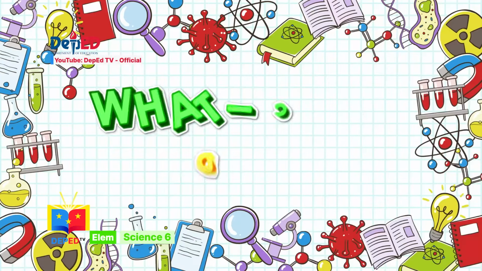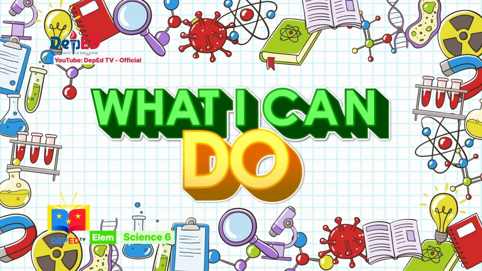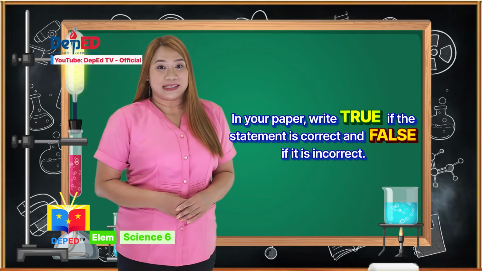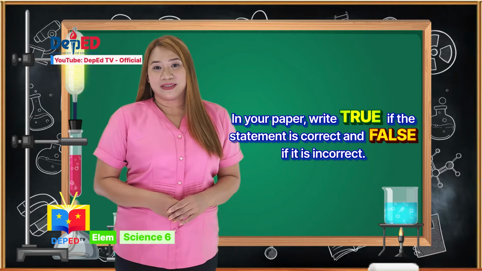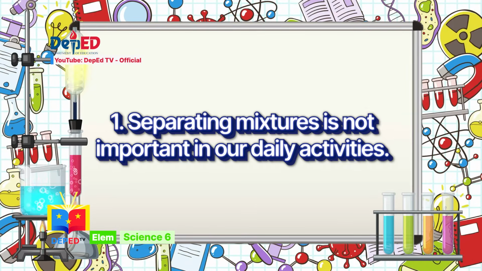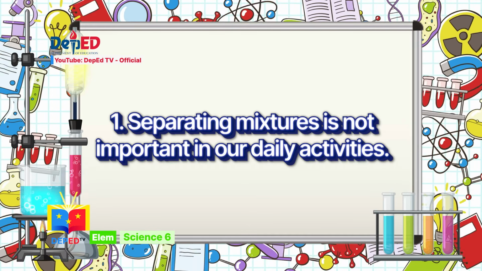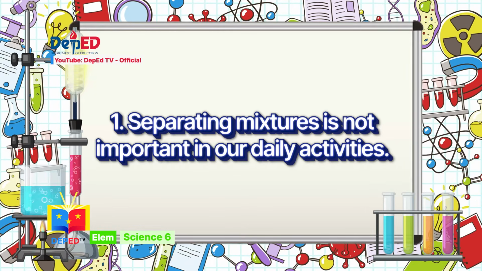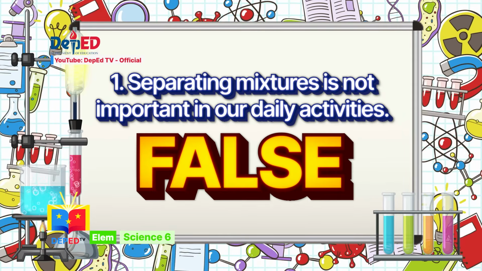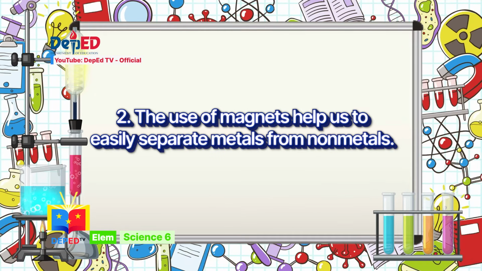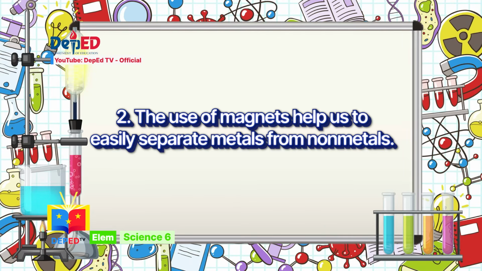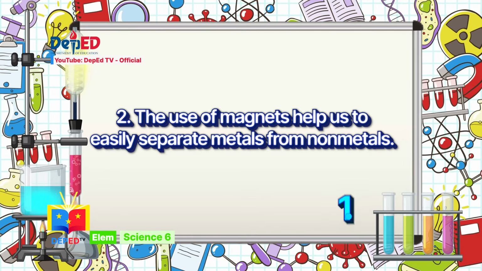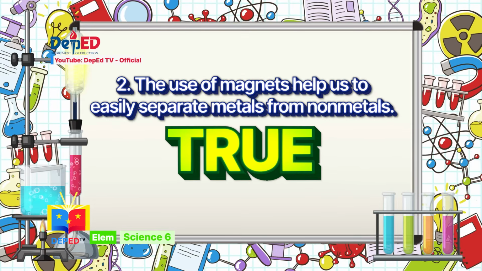What I can do? In your paper, write true if the statement is correct and false if it is incorrect. Number 1. Separating mixtures is not important in our daily activities. The correct answer is false. Number 2. The use of magnets help us to easily separate metals from non-metals. The correct answer is true.